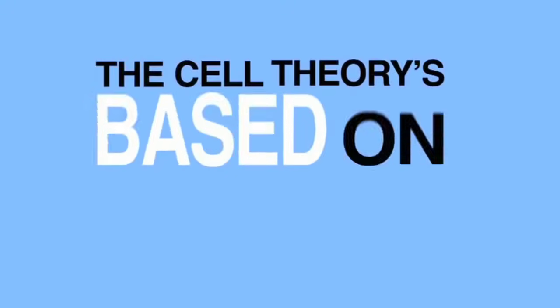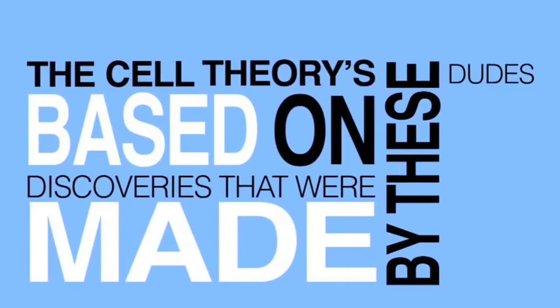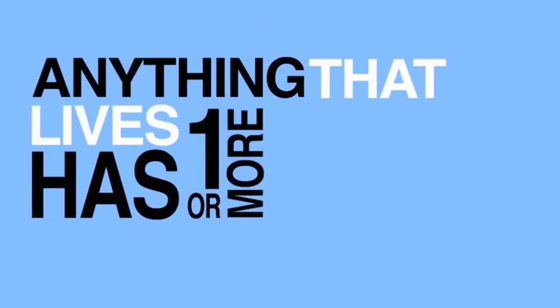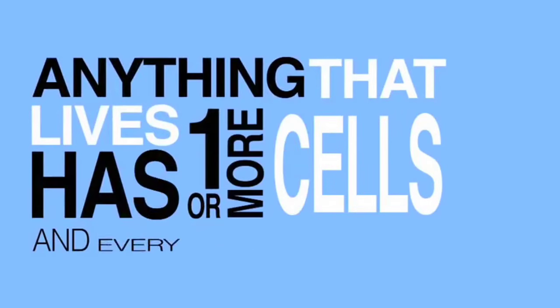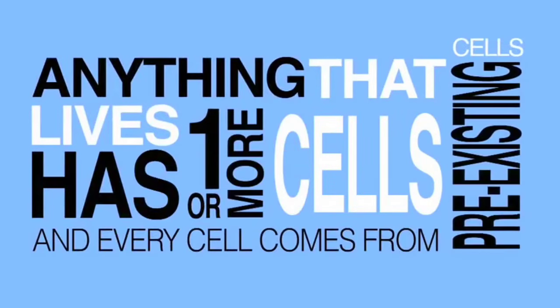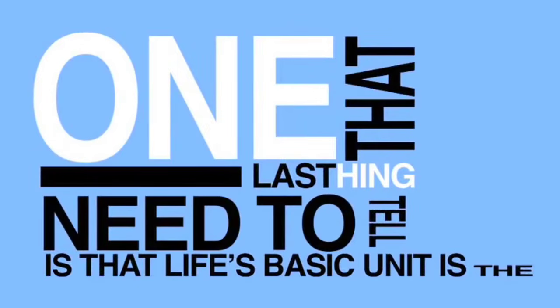The cell theory is based on discoveries that were made by these dudes that wore wigs way back in the day. Anything that lives has one or more cells, and every cell comes from pre-existing cells. One last thing that I need to tell is that life's basic unit is the cell.